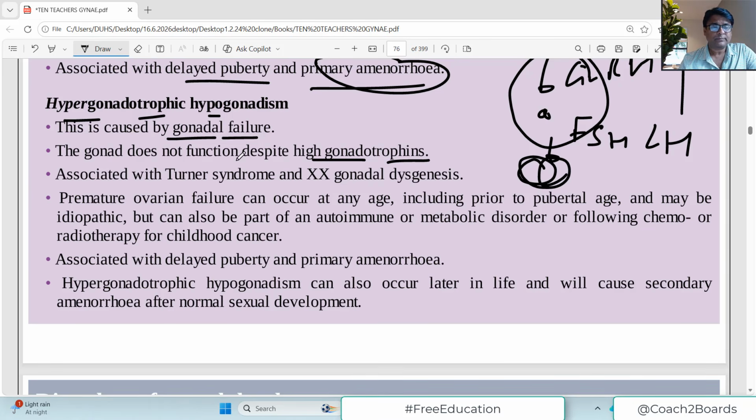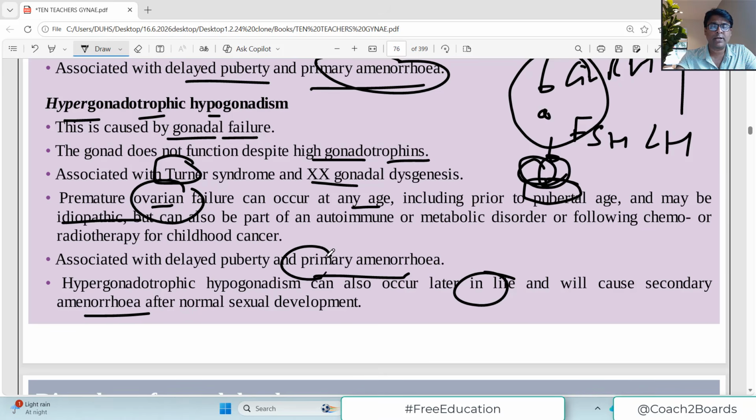These are associated with Turner syndrome, which is pretty common, and XX gonadal dysgenesis. Premature ovarian failure can occur at any age, including prior to puberty, or may be idiopathic. So with ovarian failure, the ovaries simply decide not to be productive. Delayed puberty and primary amenorrhea can happen in these patients. Hypergonadotrophic hypogonadism can also occur later in life, which will cause secondary amenorrhea. So primary amenorrhea means it never started. Secondary amenorrhea means there were menstrual cycles, but now it is not working.